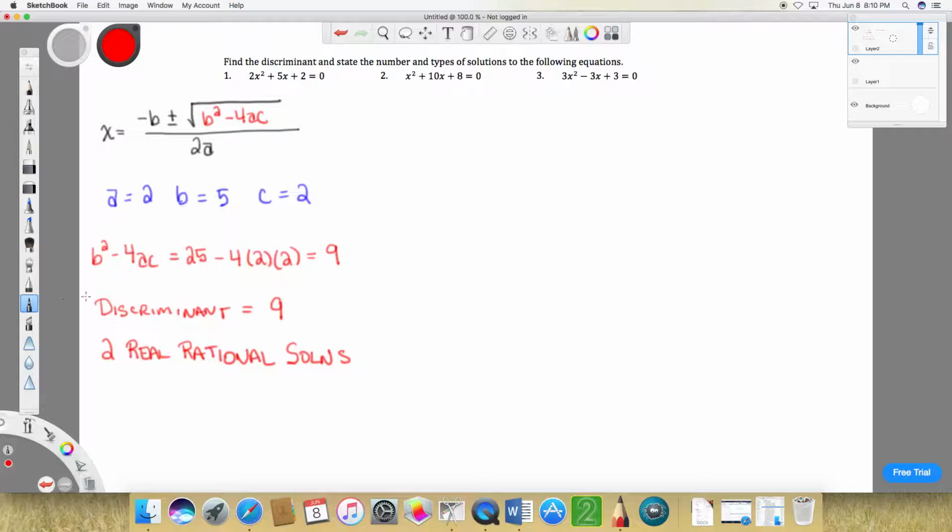It's not asking us to actually find the solutions. We could continue substituting into the quadratic formula and simplify that fraction to find them, but it's not asking us for that. So here's our answer for problem number one. And we want to do the same thing for the other two.